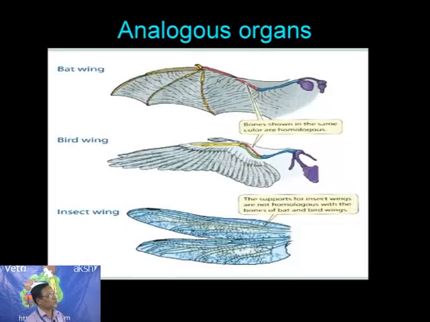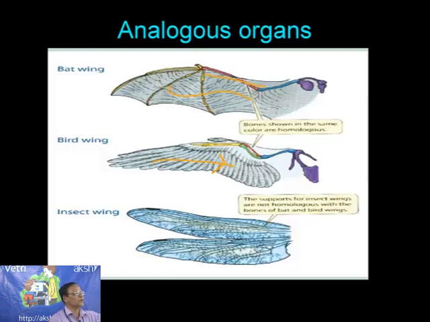Now here is the picture showing the analogous organs. So the first one, the bat wing. Let us compare first the wing of a bat and a bird. You see that one here we have the feathery structures with bones, and here we have the bones with the skin fold. The skin fold originated from the ectoderm, and here the bones and muscles developed from the mesoderm. So it is made up of feathers, bones, muscles.